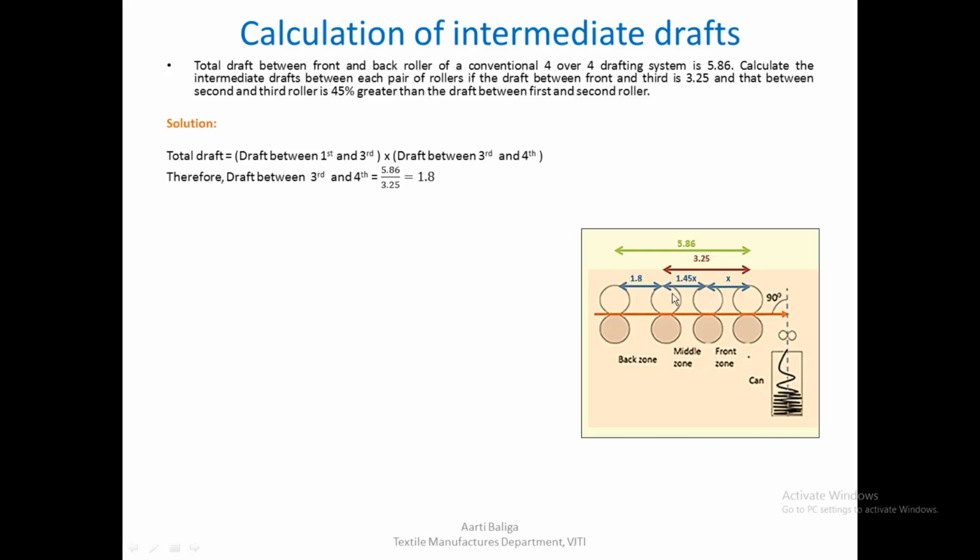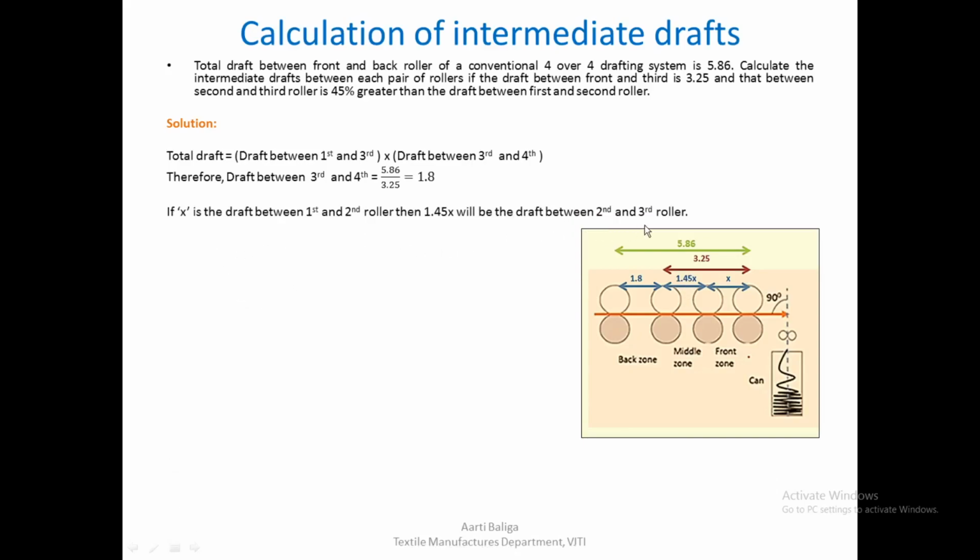Now we need to find out the draft between the front and the second, and the second and the third rollers. But we have been given data saying that between second and third roller, the draft is 45% higher than that between first and second. So we can say that first and second, let it be x. Since this is 45% higher, we can say it is 1.45x.